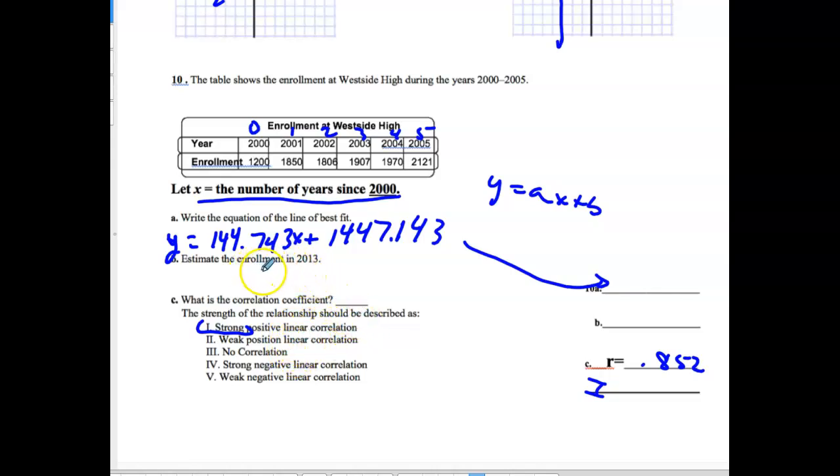You want to estimate the enrollment in 2013. So you need to make sure that you plug in the right number. Don't plug in 2013. Remember, X is the years since 2000, right? So take 2013, subtract 2000. You're going to plug in 13, all right? So just go to your calculator, plug in 13 for X, and see what you get.